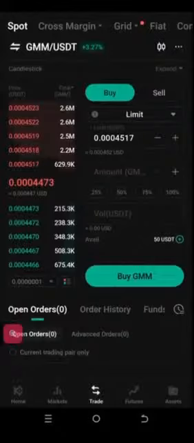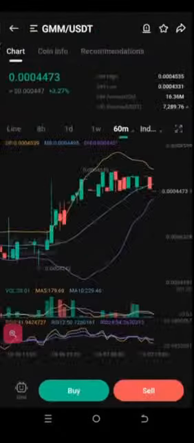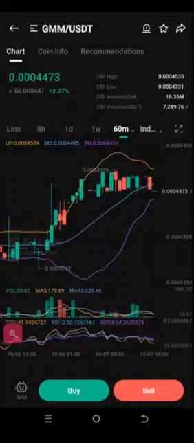Let's go and check the charts. Oh, is it going low? It looks like it wants to go up, right? So it's looking like it wants to go up. But what we want is for the price to still go down a bit. Okay, let's go and see.